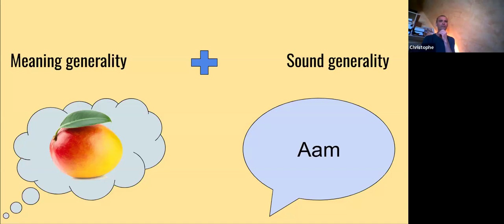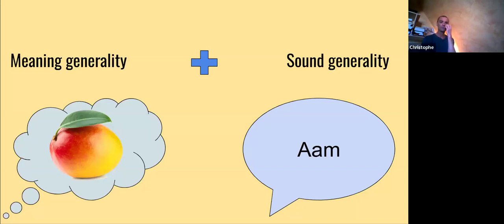Because in some textbooks, they would give the definition of a thought consciousness. It's cognition which apprehends the meaning generality and the sound generality as suitable to be mixed.